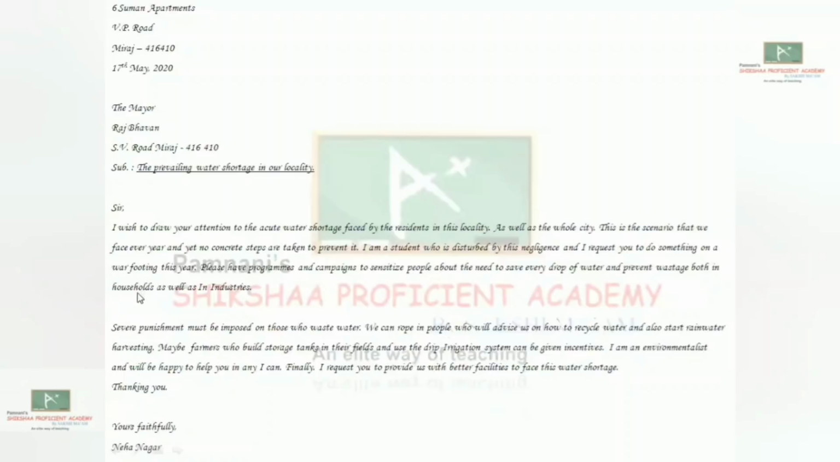A letter can have 2 or 3 paragraphs. Severe punishment must be imposed on those who waste water. We can rope in people who will advise us on how to recycle water and also start rainwater harvesting. Maybe farmers who build storage tanks in their fields and use a drip irrigation system can be given incentives. I am an environmentalist and will be happy to help you in any way I can. Finally, I request you to provide us with better facilities to face this water shortage.